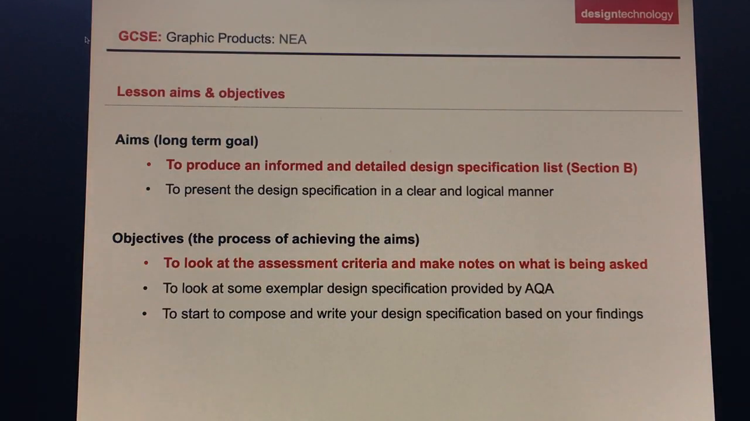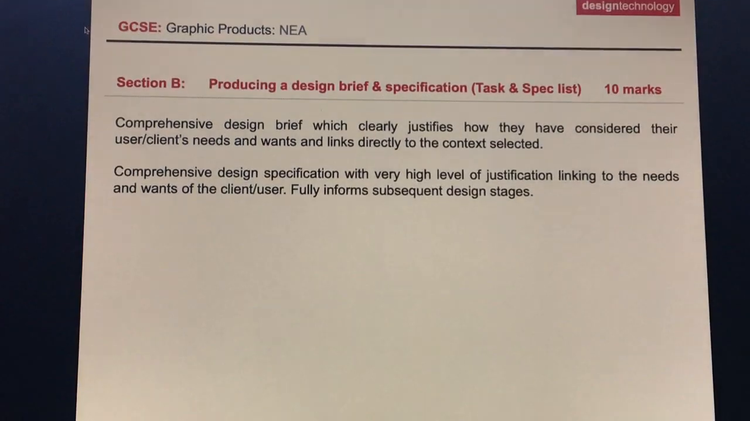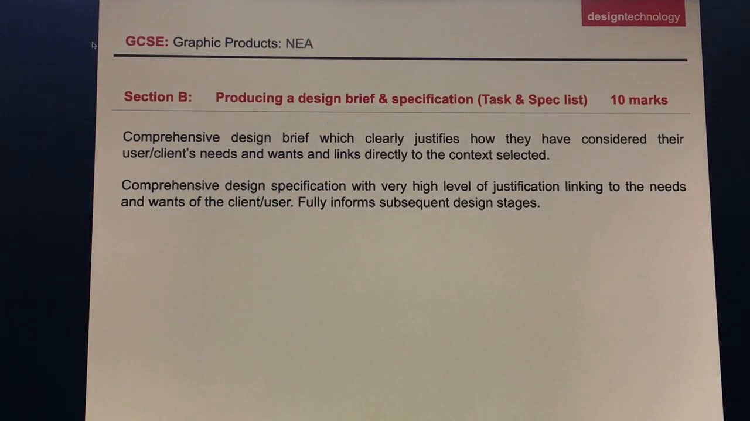We're then moving on, so these are the aims. We're going to produce an informative and detailed specification list, so let's look at the assessment criteria now. Remember we've got these 2 paragraphs that we'd looked at last week. The top one relates to the design brief. It's this bottom one we're looking at now. So it says comprehensive design specification.